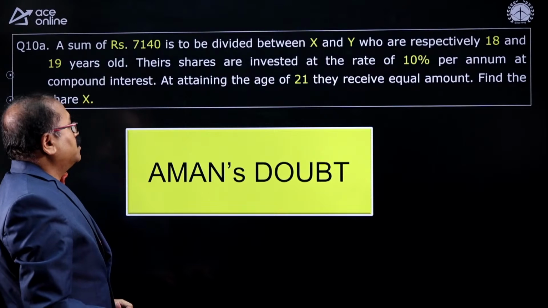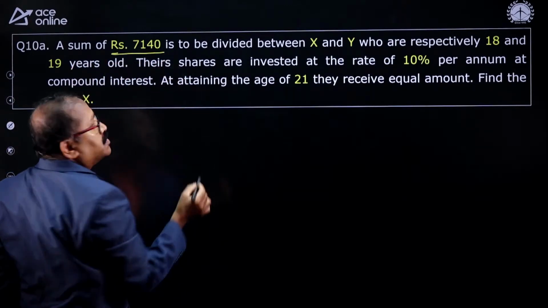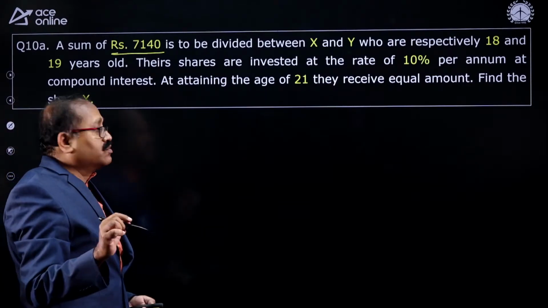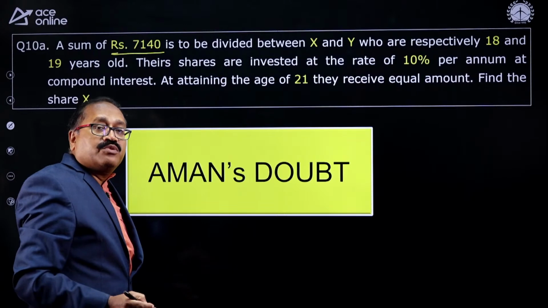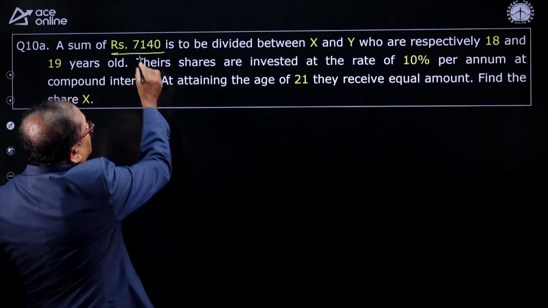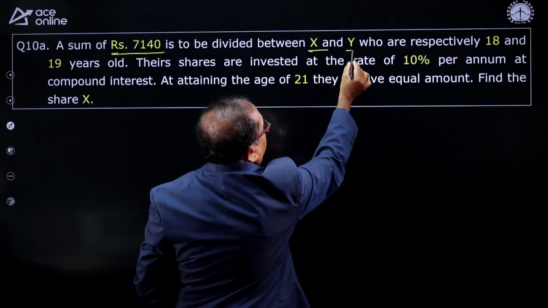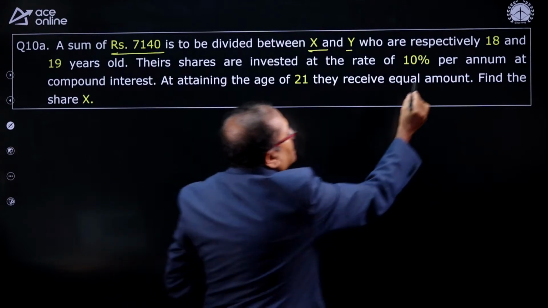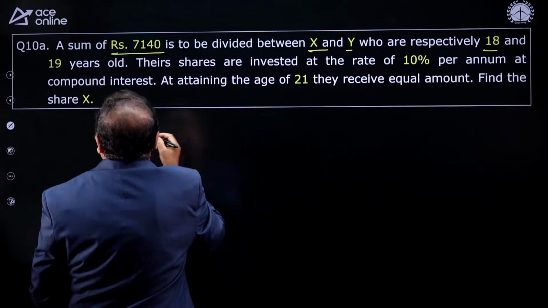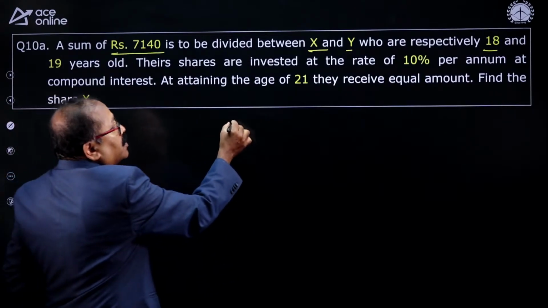Right? Aman, come. The sum of rupees 7,140. This question is for simple interest, compound interest. And Aman asks the question. This is the Aman who is there on the board. Rest of the people can see how smart he is. Now, rupees 1,740 is divided between X and Y, who are respectively 18 years and 19 years. So, Aman ji, I am writing a little bit here.